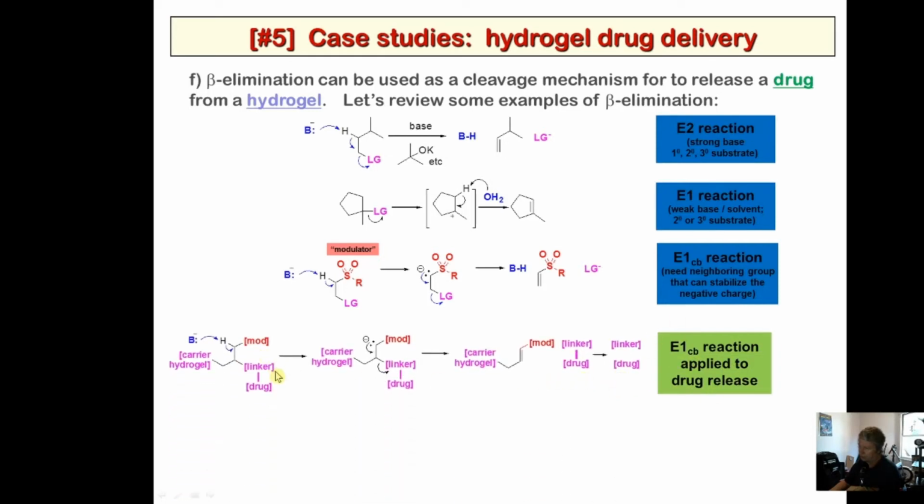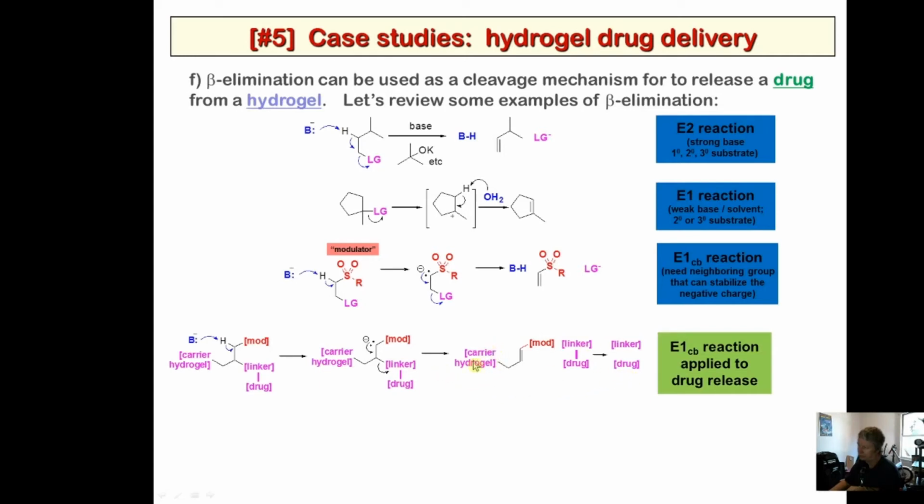You can imagine now, let's step through this slowly. You might have a carrier hydrogel type thing, or by hydrogel I could mean a branched PEG or something like that. And there's going to be a linker, maybe with a drug molecule hanging out here. Well, what if the base takes the proton? You have a temporarily stabilized carbanion intermediate, and then the negative charge kicks in and kicks off the linker and the drug. And then the linker-drug piece can degrade to actually generate the drug.